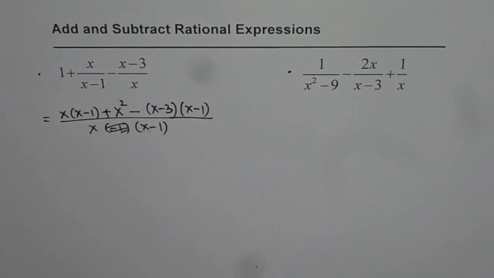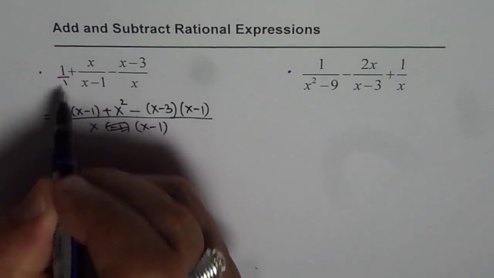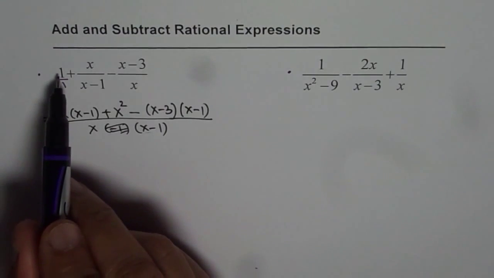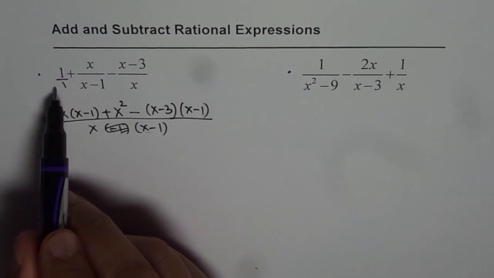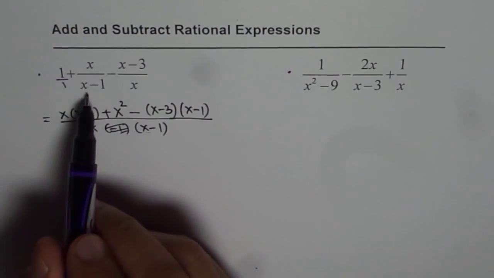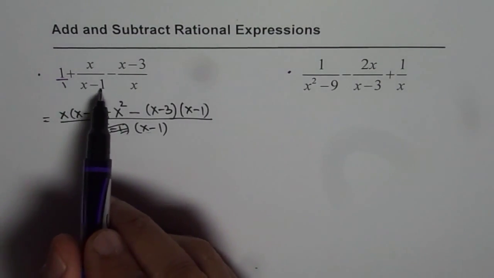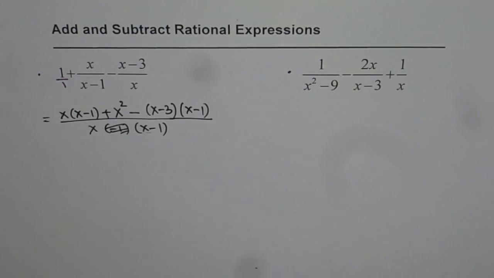Now, to make the common denominator, you see this denominator is 1. We need x times x minus 1. Since the denominator is 1, we have to multiply both by x times x minus 1. Here we have to multiply by x, both numerator and denominator, and here by x minus 1. So that is how we get it.